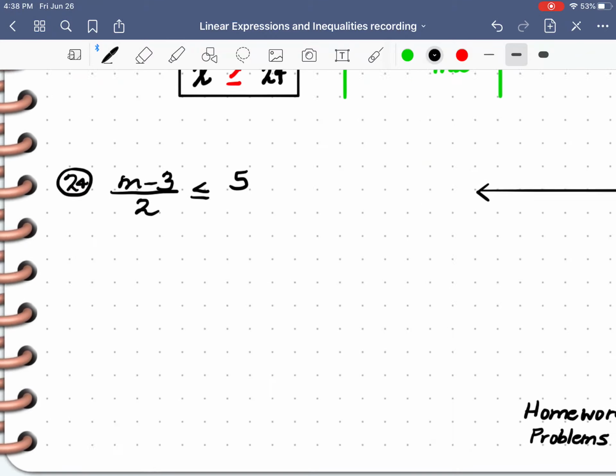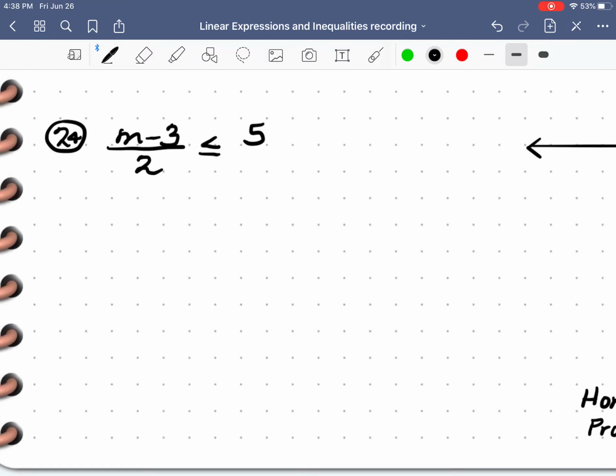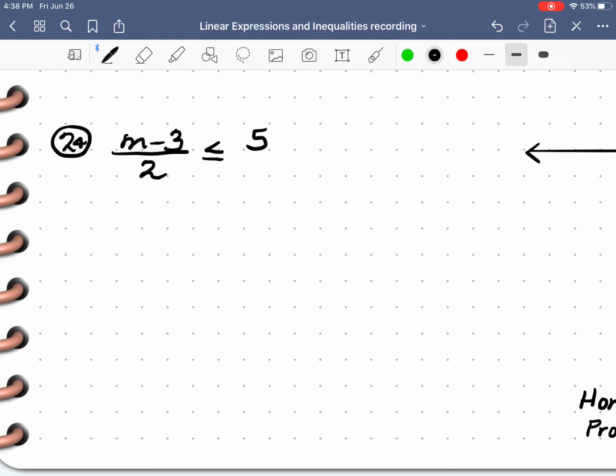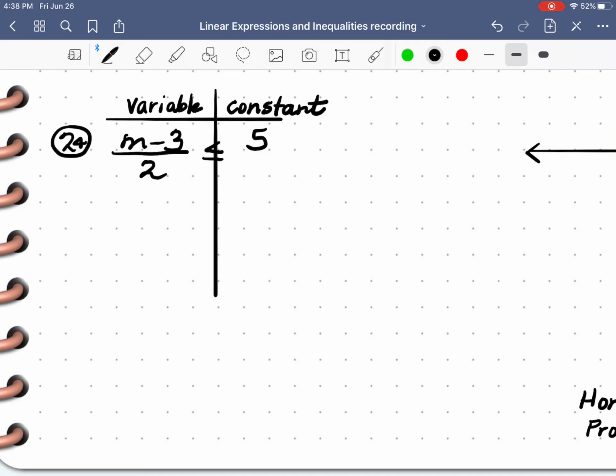Okay, last one here. We have m minus 3 over 2 is less than or equal to 5. So let's go ahead and make the solving frame. Variable, constant. And let's put a 1 in front of that m. And I'm going to move that 24 out of the way. Put him up here.